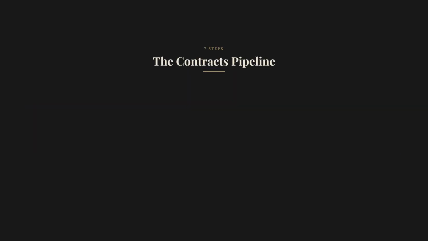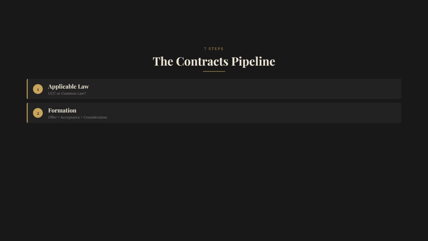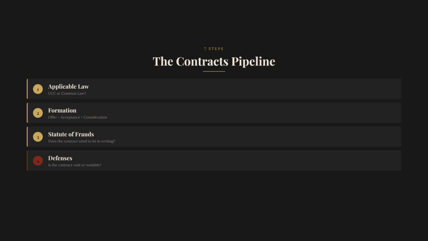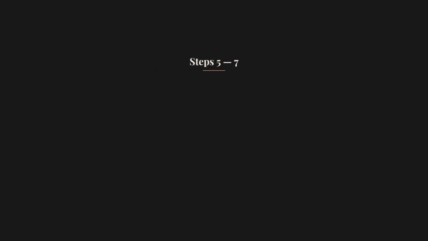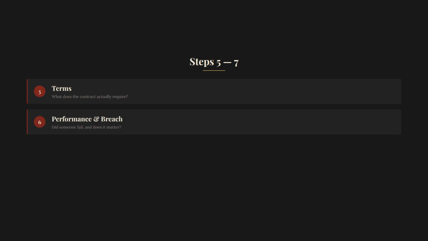7 steps. Step 1 is applicable law, UCC, or common law. Step 2 is formation, offer, acceptance, consideration. Step 3 is statute of frauds. Does the contract need to be in writing? Step 4 is defenses. Is the contract void or voidable for some reason? Step 5 is terms. What does the contract actually require? Step 6 is performance and breach. Did someone fail, and does that failure matter? And step 7 is remedies. What does the injured party actually recover?